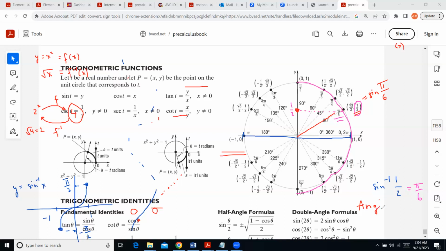Angle that has sine equal to, whatever, 1/2 in this case. So what angle has sine equal to 1/2? Well, the angle is pi/6. And you say, but you could get an angle here, right? No, we only find the angle on that semicircle, because our function is restricted, because otherwise it's not going to be a function. That's the key idea.